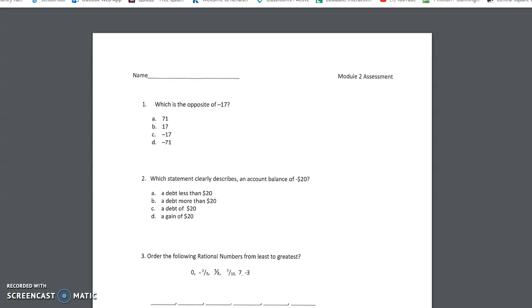A. A debt less than $20. B. A debt more than $20. C. A debt of $20. Or D. A gain of $20.